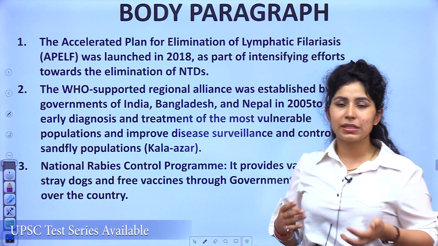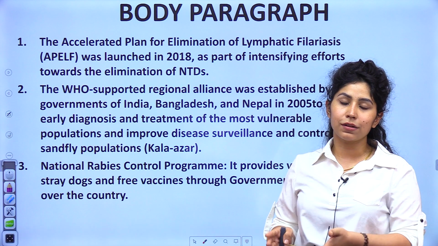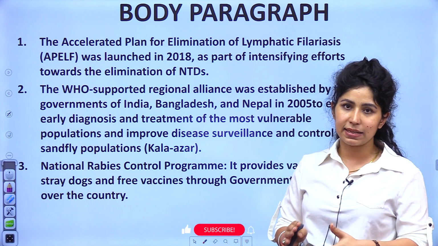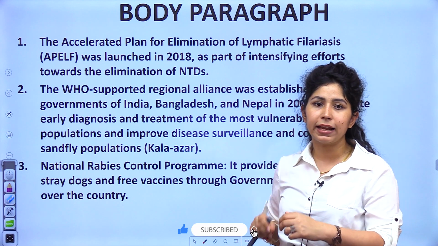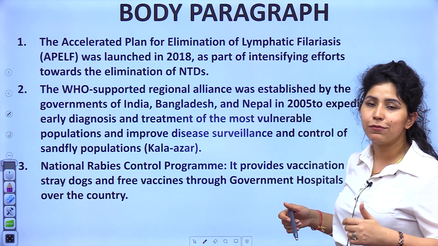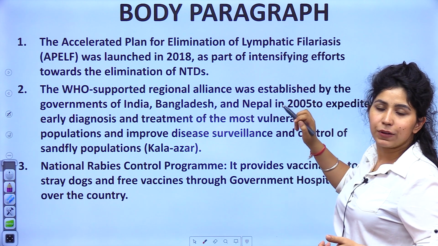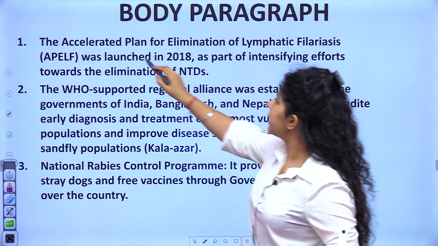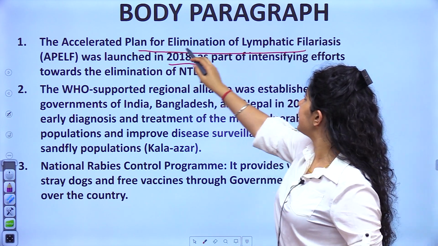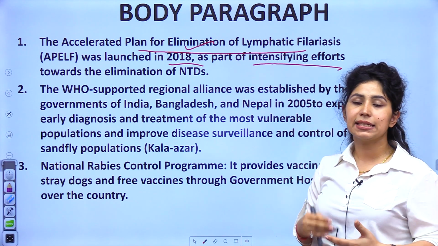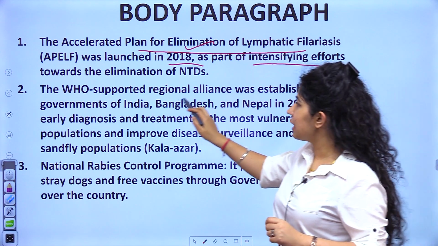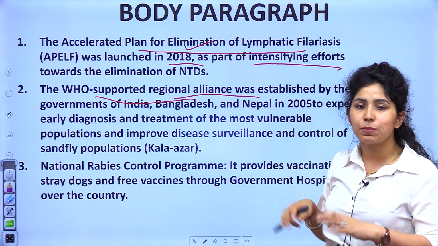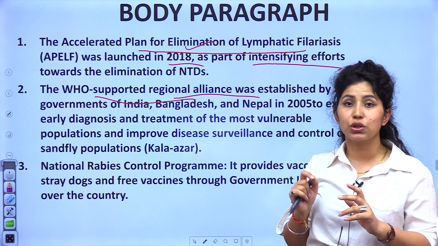So this topic was taken in detail by me in the weekly current affairs session for environment and science and tech. There we have discussed all the points in detail. Here we'll briefly highlight what has been talked about. So for lymphatic filariasis, you have this accelerated plan which was launched in 2018 as part of intensifying efforts towards elimination of NTDs. Then you have this WHO supported regional alliance between 3 countries established in 2005.